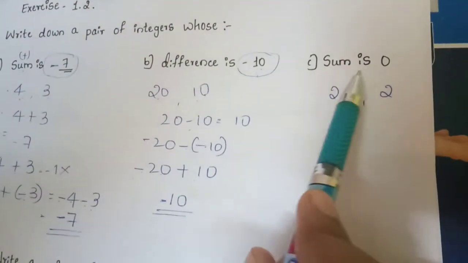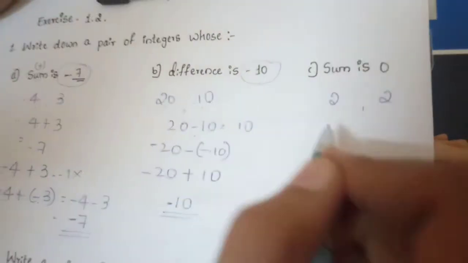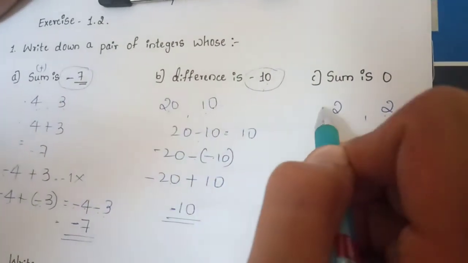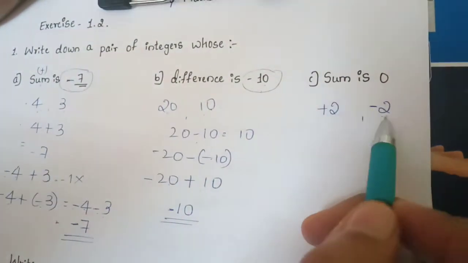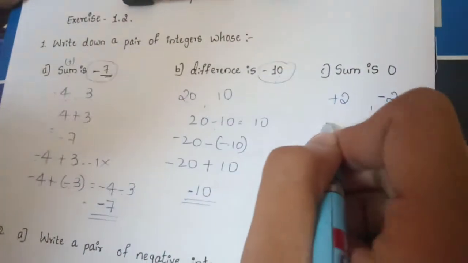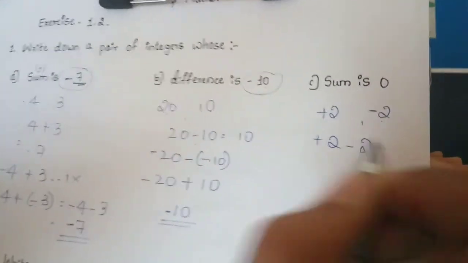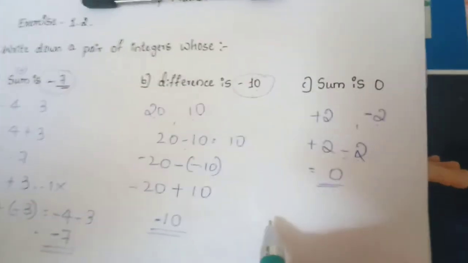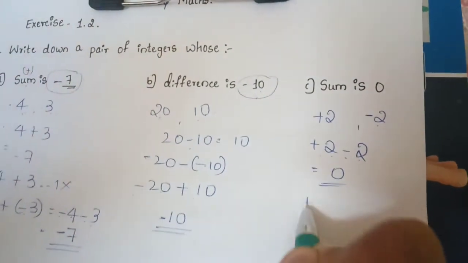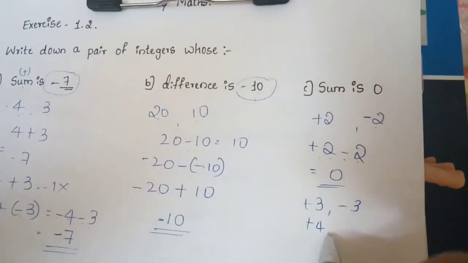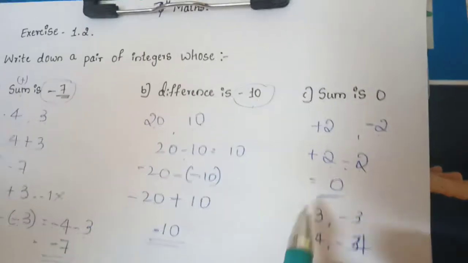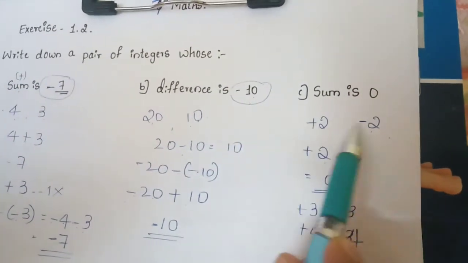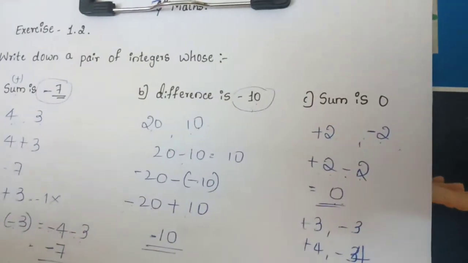And the third question is sum is 0. It's very easy. Keep this in mind, children: whenever you get the same numbers with different signs, like plus 2, minus 2, the answer will be 0. Okay, let me check. See, plus 2, minus 2, plus minus is minus, 2 minus 2 is 0. I got 0. The same way you can check any numbers. It may be plus 3, minus 3, plus 4, minus 4. Always, to get a sum as 0, you need to take the same numbers with different signs. You get the answer as 0.